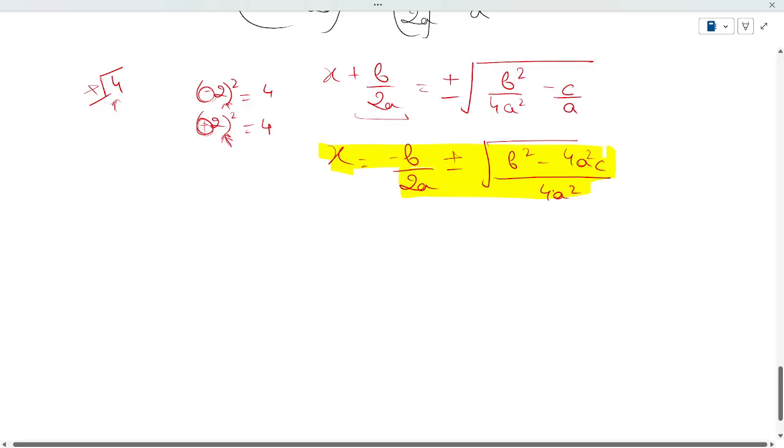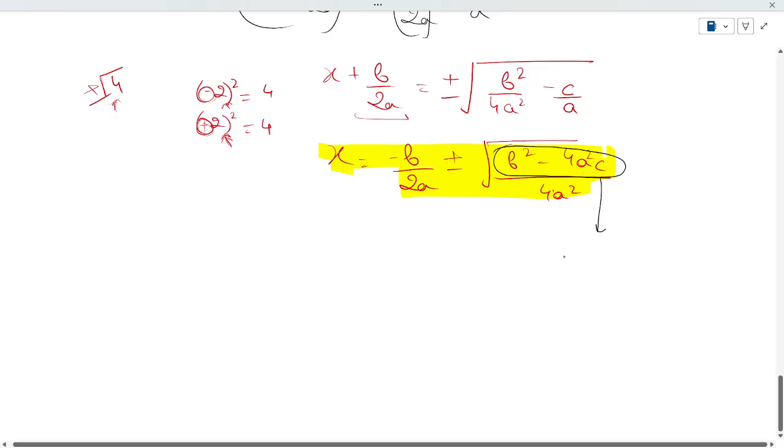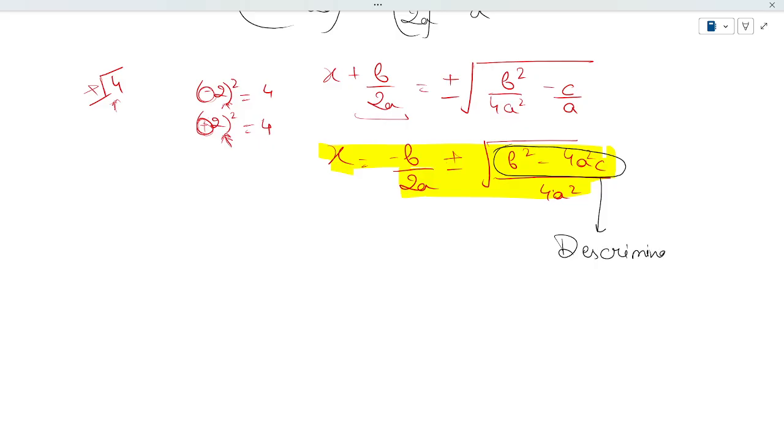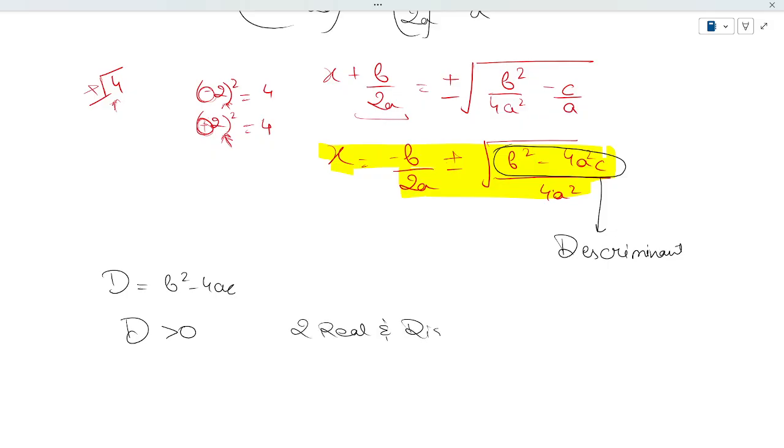Okay, so don't look at the whole formula. Just look at this box. This is your discriminant. It tells us the nature of roots before solving the whole equation, right? D is your b square minus 4ac. If D is greater than 0, you get two real and distinct roots.